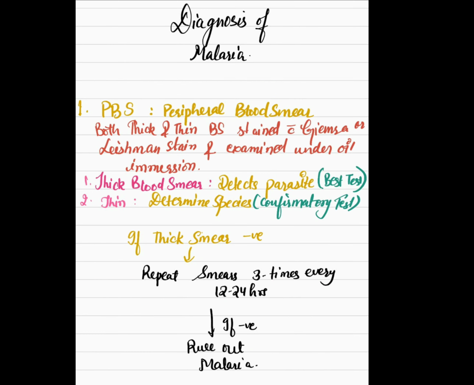Coming to the diagnosis, we will order a PBS, peripheral blood smear, both thick and thin film, stained with Giemsa or Leishman stain, and examine under oil immersion. The thick blood smear will detect the parasite, it is the best test, and the thin blood smear will detect the species. If the thick smear is negative, we will repeat the smear 3 times every 12 to 24 hours, and if it is still negative, then we rule out malaria and look for other causes of fever.